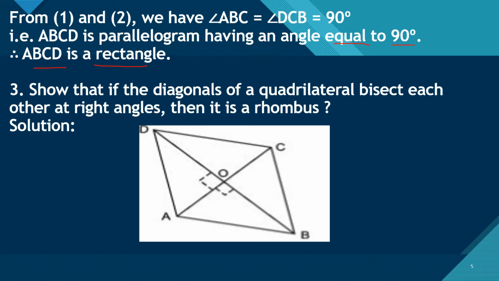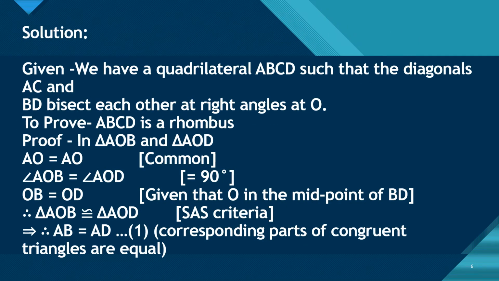Question number 3. Show that if the diagonals of a quadrilateral bisect each other at right angles, then it is a rhombus. Solution. This is the picture and we will move on now. The given part is we have a quadrilateral ABCD such that the diagonals AC and BD bisect each other at right angles. To prove that ABCD is a rhombus.